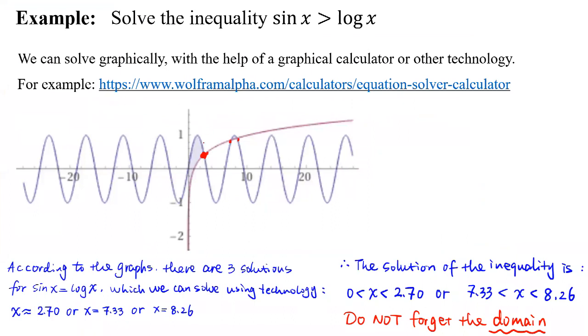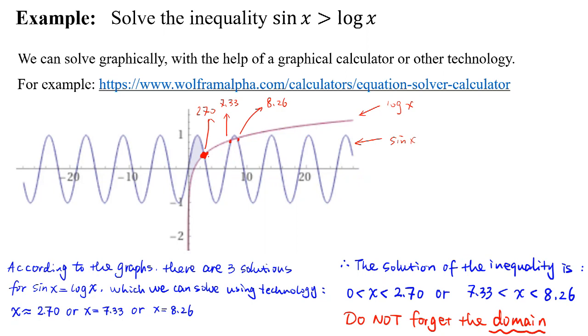So the first one here is 2.70. The second one is 7.33. And the next one is 8.26. And then we need to find the intervals that make sine x larger than log base 10 of x. So this is our log base 10 of x, and the curve here is sine x. So that means we need to find intervals that make the blue curve above the red curve, right?